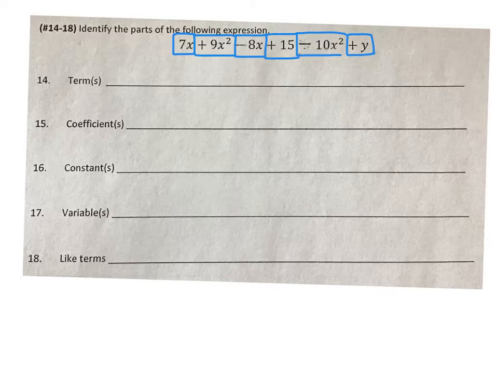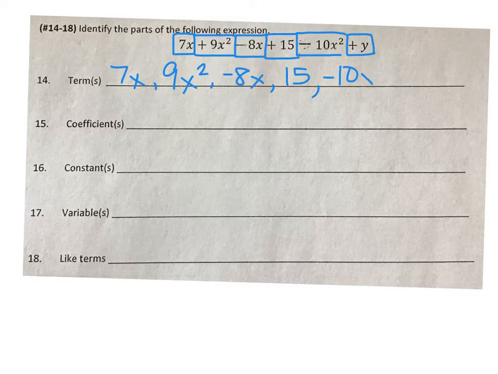Then I list my terms. Each of the things I just boxed are different terms, so I'm just basically putting commas in between here. So I have 7x, comma, 9x squared, comma, negative 8x, comma, positive 15, comma, negative 10x squared, comma, and a positive y. You don't have to put your positive signs, but you do really need to make sure you have those negative signs. Remember, a term is a single variable, a single number, or a number and a variable together. All of those things are terms, and they're broken apart by those addition or subtraction signs.